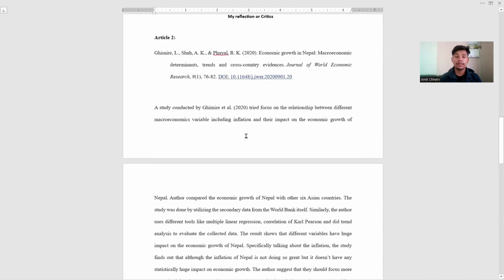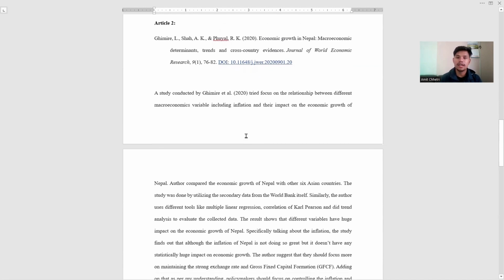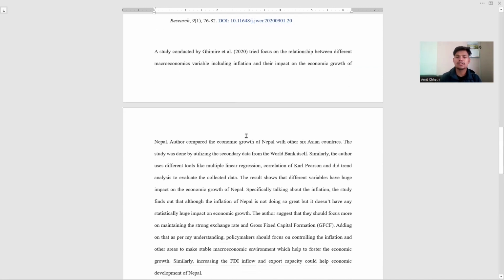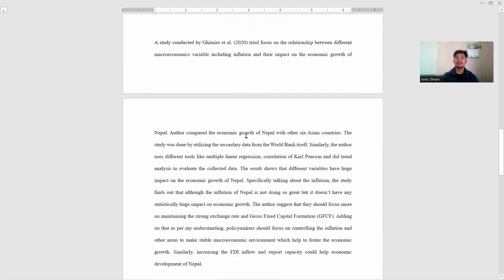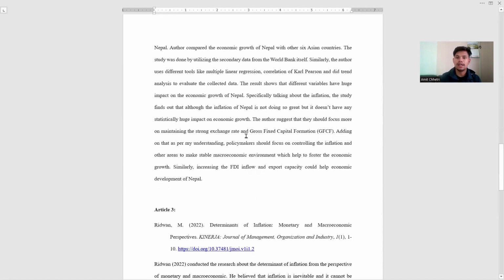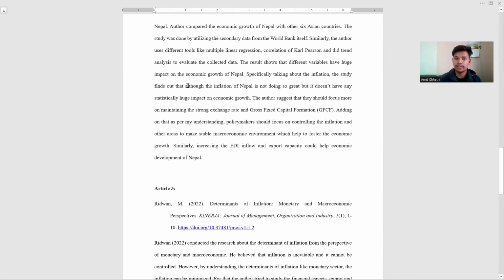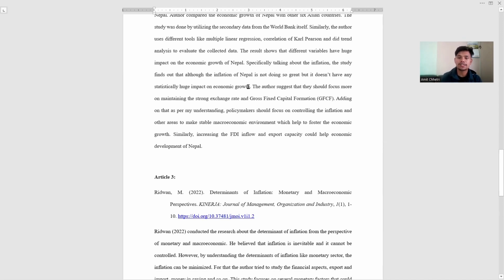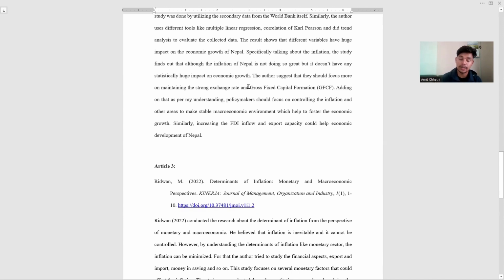So looking at article number 2, this paper was written by Ghimire, Sa, and Piol in 2020. And the topic of this paper is economic growth in Nepal. And this paper was generally done to find the relationship between different macroeconomic variables, including inflation, and their impact on the economic growth of Nepal. And the author has also used the same quantitative method for this paper as well, and they have used different tools like multiple linear regression, Karl Pearson's correlation, and different trend analysis to evaluate the data as well.